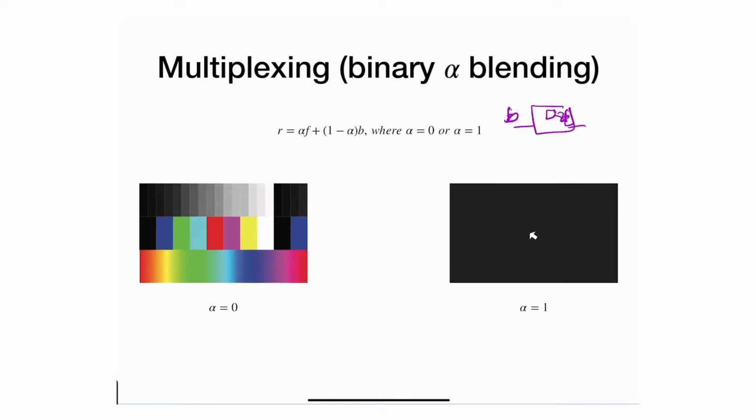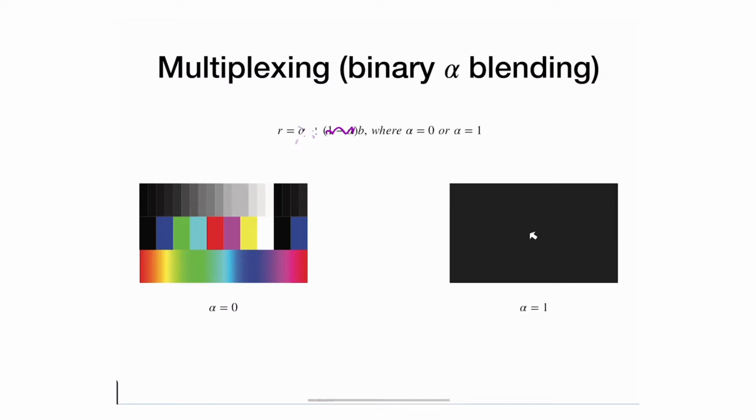One method to do it is what we call binary alpha blending, and the reason it's called binary alpha blending is because I'm using an alpha here. If you specify alpha as either 0 or 1, you get that multiplexing. For example, if alpha is 0, I'm basically canceling the foreground, and 1 minus 0 is 1, so the output is exactly the background. There's actually no blending here.